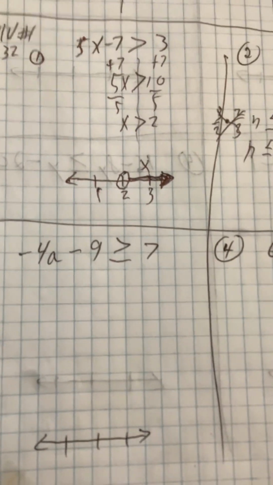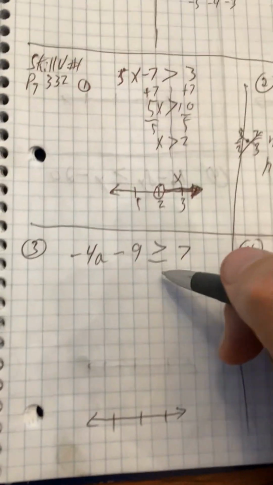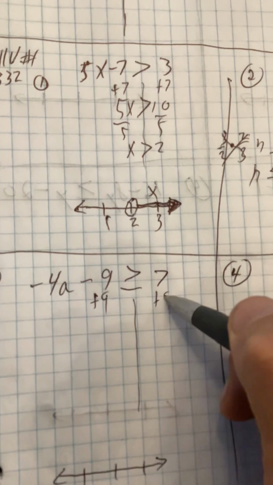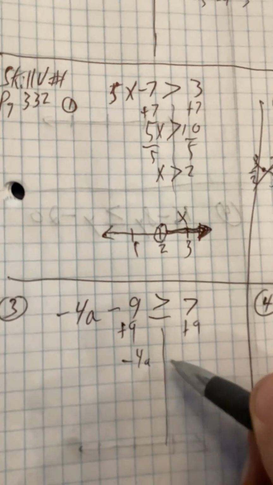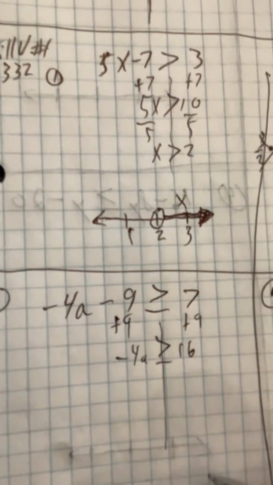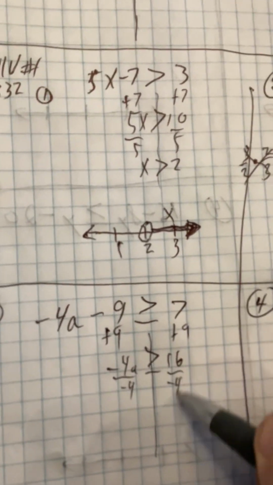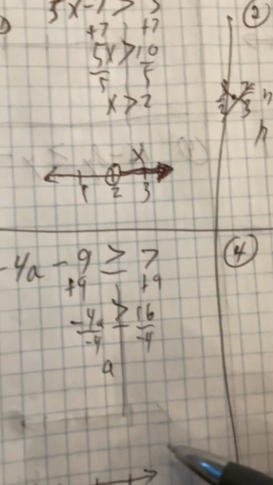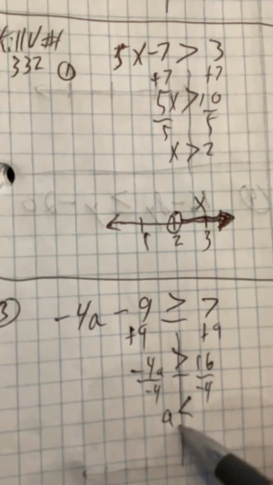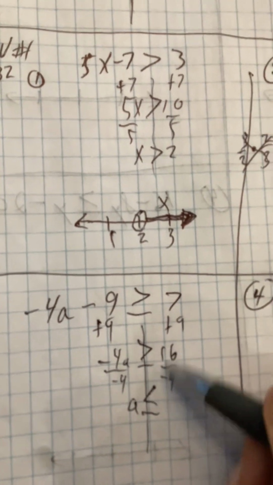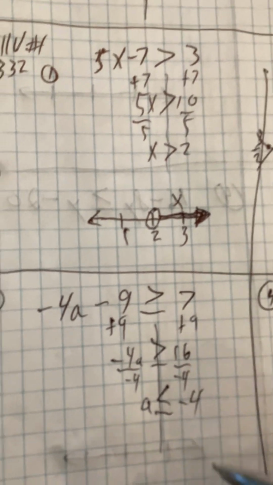Number 3 here. So I'm gonna draw my line just gently. I'm gonna add 9 to both sides. So negative 4a is greater than or equal to 16. I'm gonna divide both sides by negative 4. And when you multiply or divide both sides by a negative, you flip the arrow. Multiplying and dividing signs are different. My answer is negative 4.